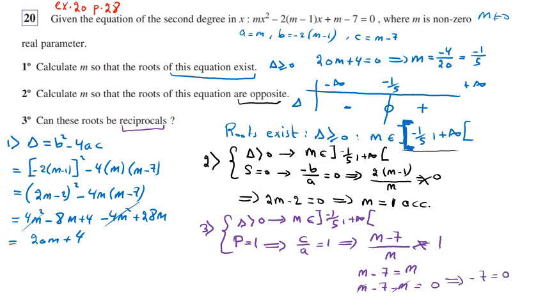We get an impossible result. This is impossible. Minus 7 equal to 0, impossible. So he asked, can these roots be reciprocals? We get an impossible result, then no. The roots can't be reciprocals.